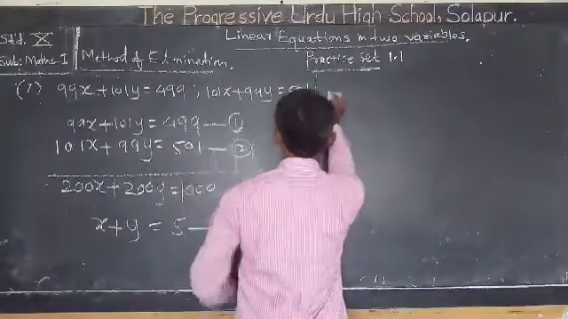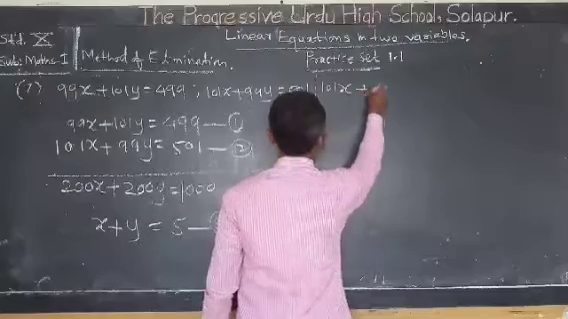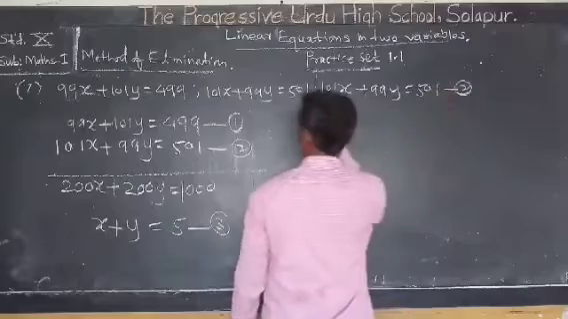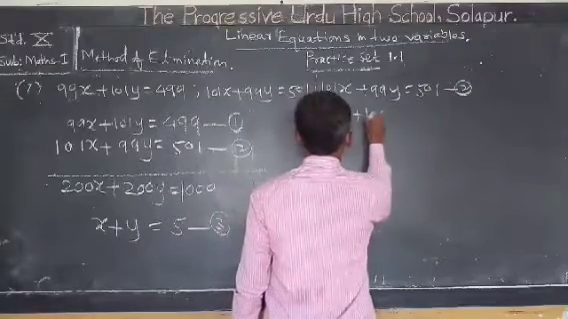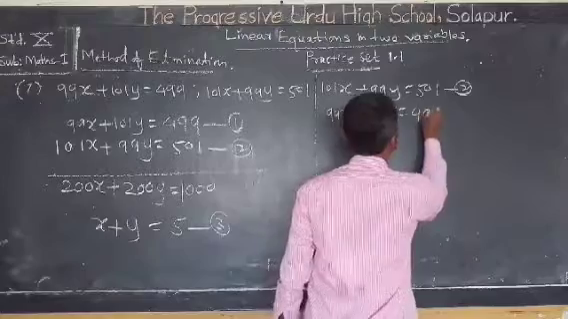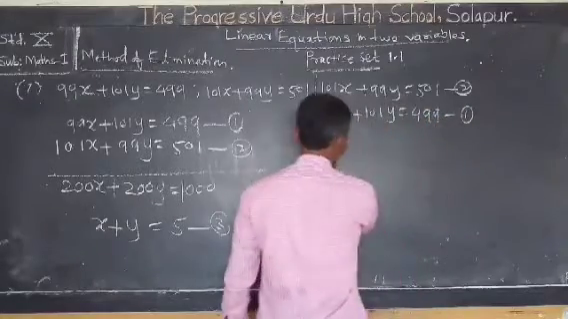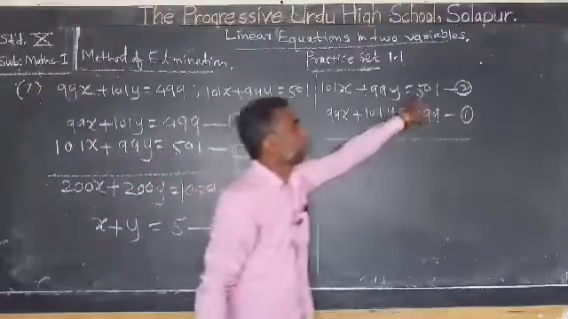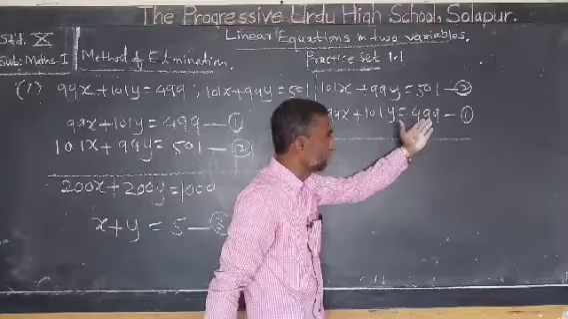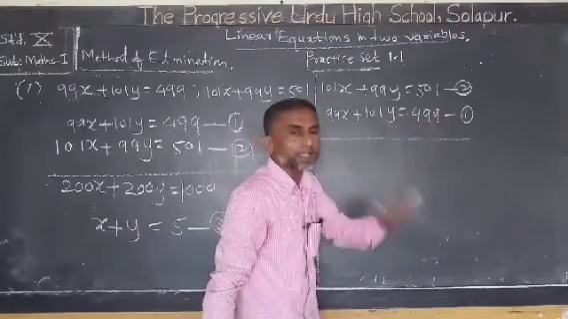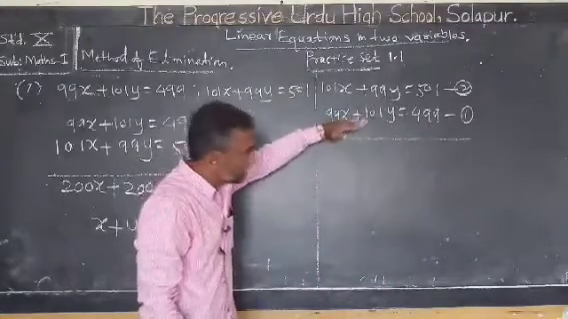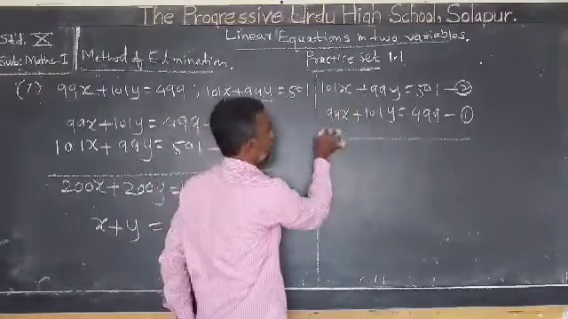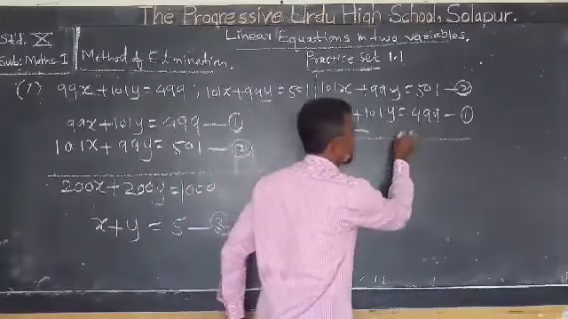I am writing equation number 2 first. 101x plus 99y is equal to 501. This is equation number 2. 99x plus 101y is equal to 499. This is equation number 1. I am going to subtract 1 from 2. Why? 501 is a greater number than 499, so it will be easy for us. Therefore, I am subtracting equation 1 from 2. Minus, it will become minus, it will become minus.